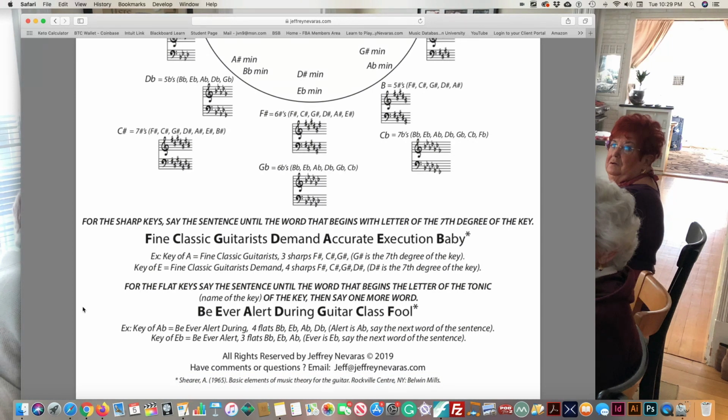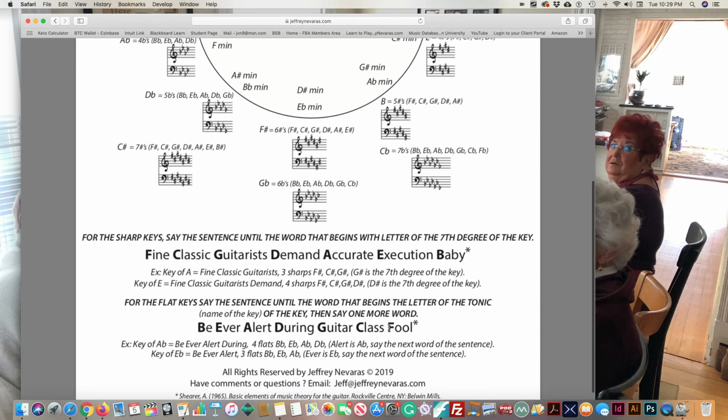There's a sentence, "Fine classic guitarists demand accurate execution." I added the baby, and then also "Be ever alert during guitar class, fool." I added the fool. The baby's not in the book and fool's not in the book.